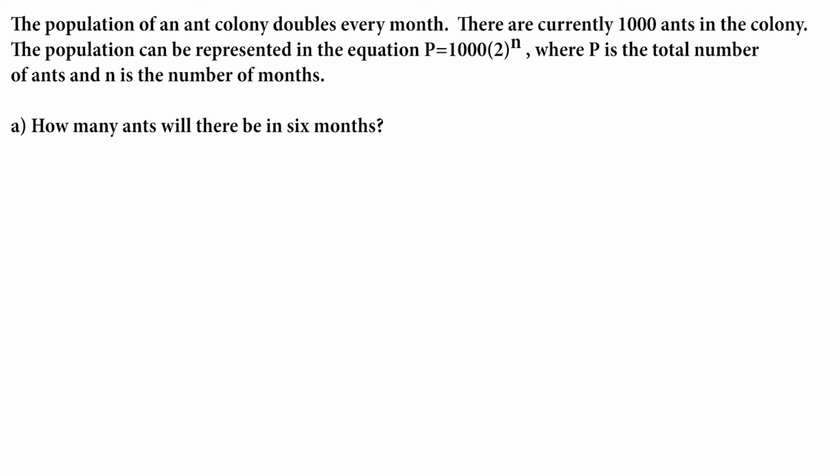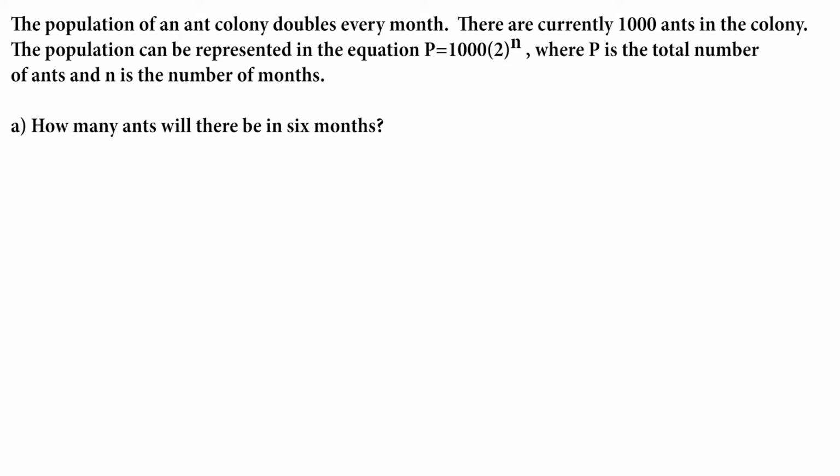Okay, so here we have a word problem that deals with using exponents. There's a part A and a part B, and the question is, the population of an ant colony doubles every month. There are currently 1,000 ants in the colony. The population can be represented by the equation P is equal to 1,000 times 2 to the power of n, where P is the total number of ants and n is the number of months. And part A says, how many ants will there be in 6 months?